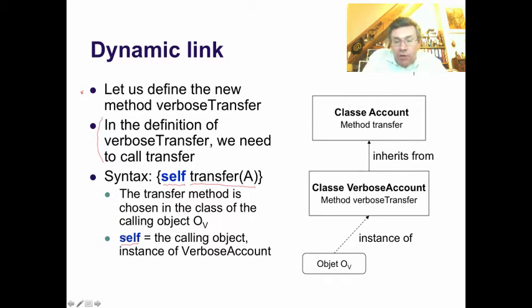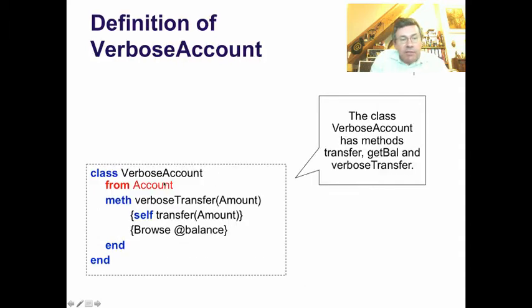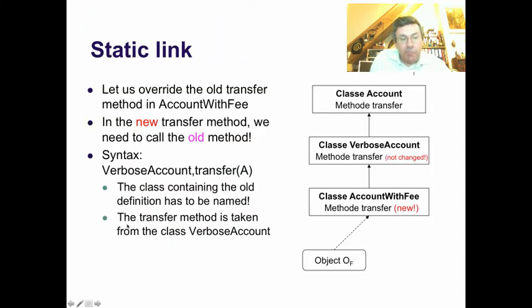So if I have an object OV of the class verbose account, inside the method verbose transfer, I have to call transfer. So I do self transfer. So it's the same definition in the same class. That's fine. So the definition of verbose transfer looks like this. I have self transfer amount and then I browse the balance. So this is how my new method verbose transfer looks.